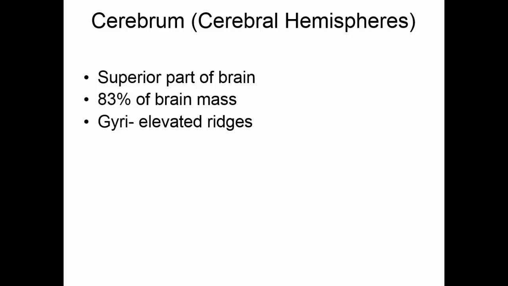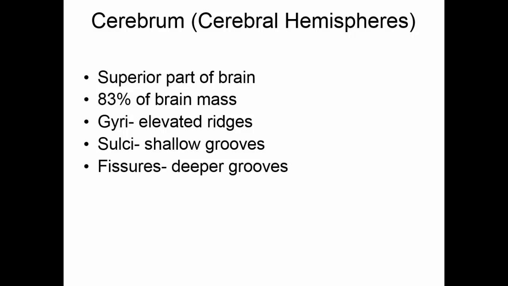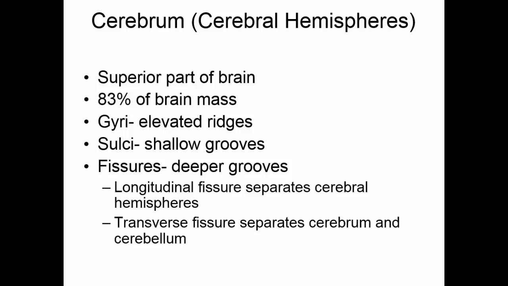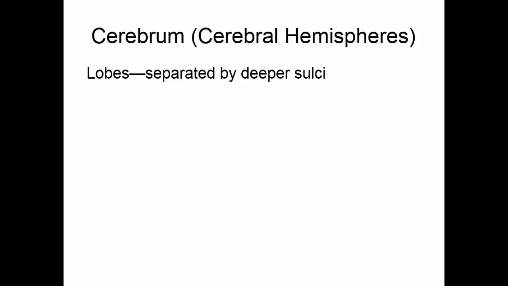The gyri are the elevated ridges on the surface of the brain, and they're divided by sulci, which are shallow grooves. The deeper grooves are known as fissures. The longitudinal fissure separates the cerebral hemispheres, and the transverse fissure separates the cerebrum from the cerebellum. The cerebrum is divided into lobes that are separated by deeper sulci.